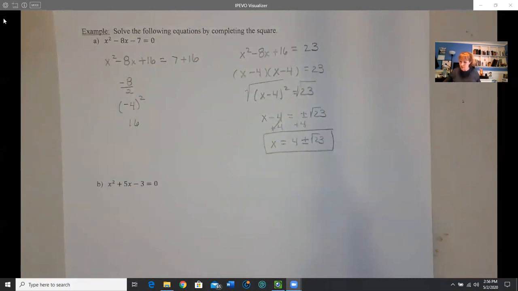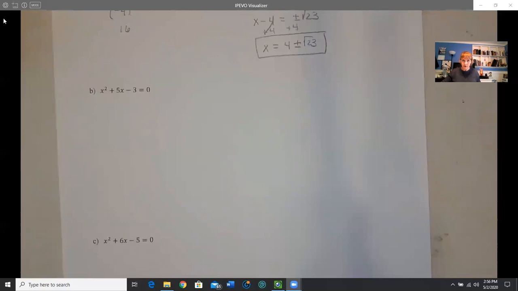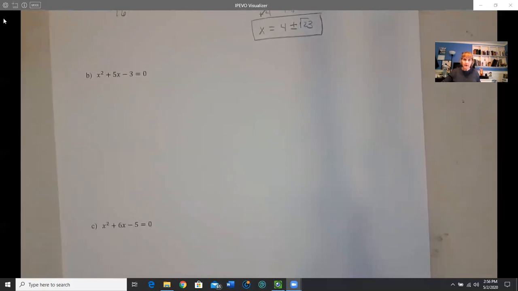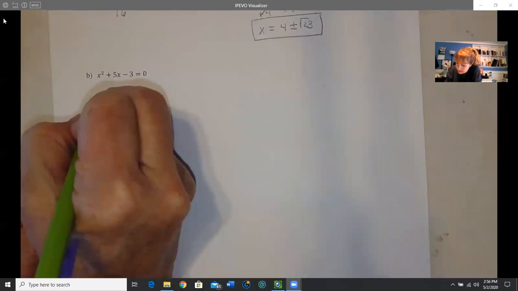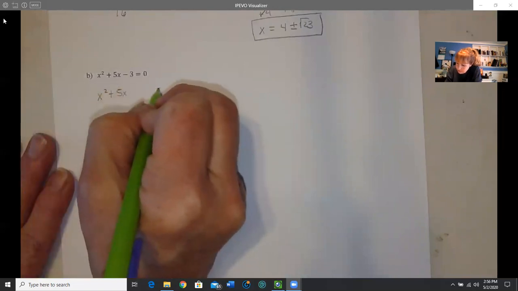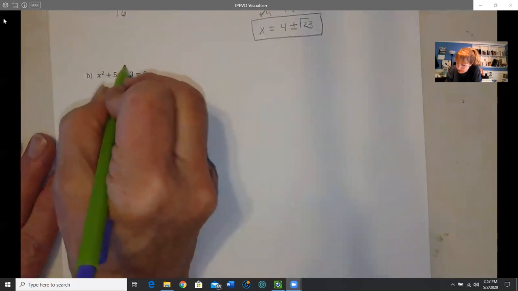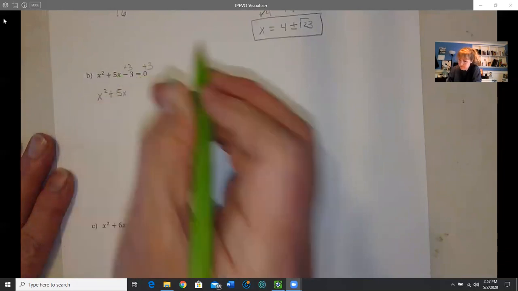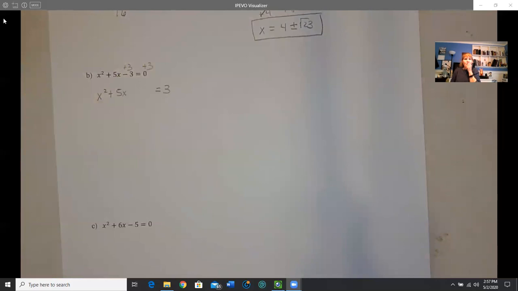Let's go on to the next one. We're going to complete the square. Our first step is to move the 3 over because we want the x squared and the 5x by itself. So I added 3. Okay, so now the problem is, well, it's not really a problem. We have to deal with a fraction, but that's okay.